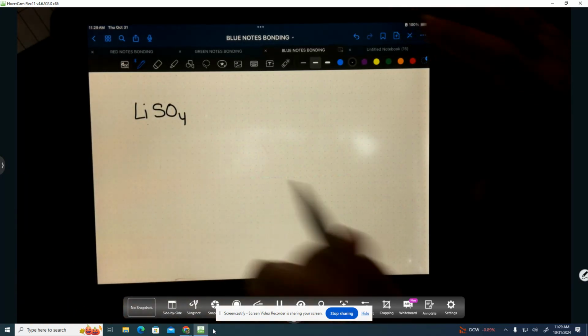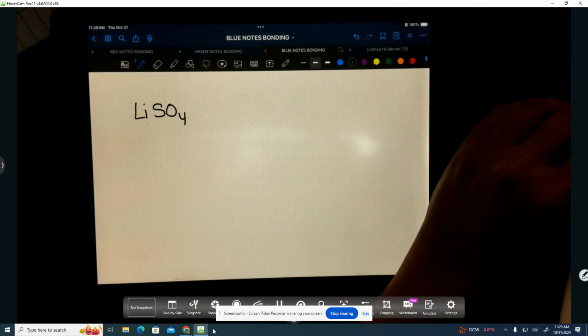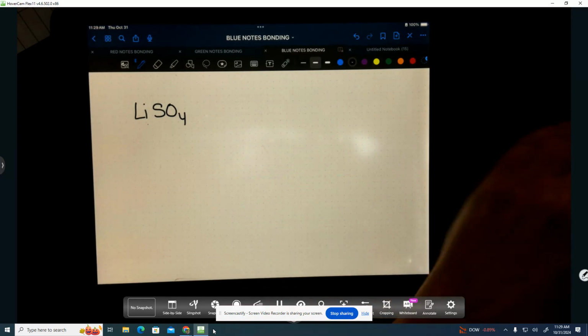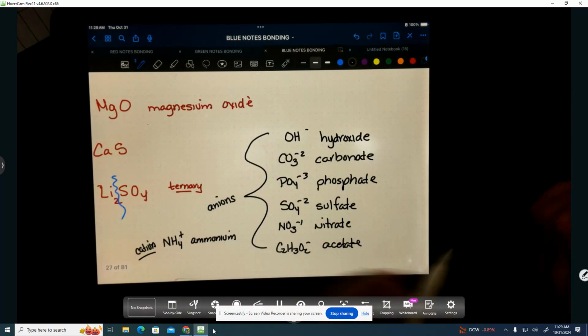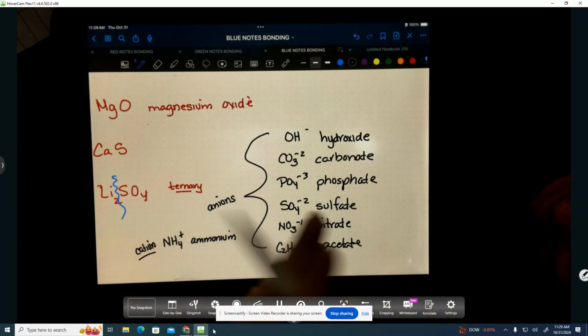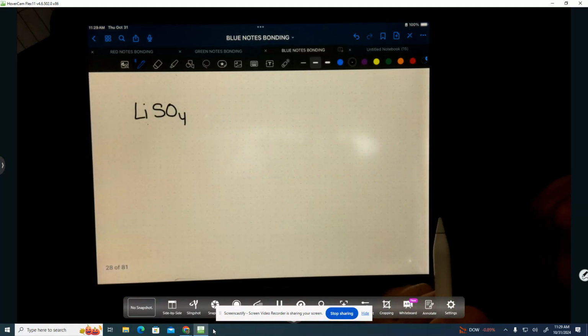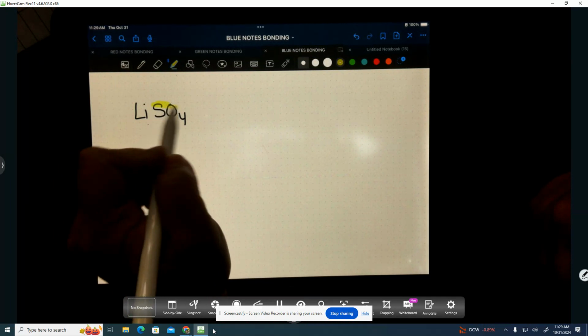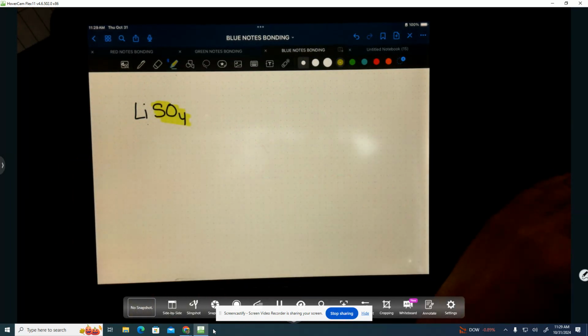So let's go back to LiSO4. Do you see that it has 3 elements in it? Yes. The next thing you're looking for, does it contain a polyatomic ion? Does it contain one of these? Yes, it does. And it's right here. That's the sulfate.